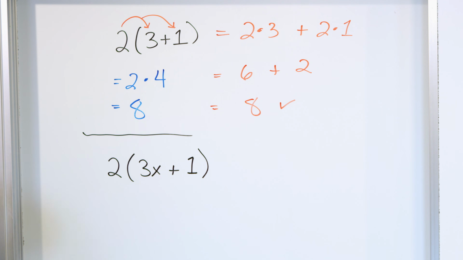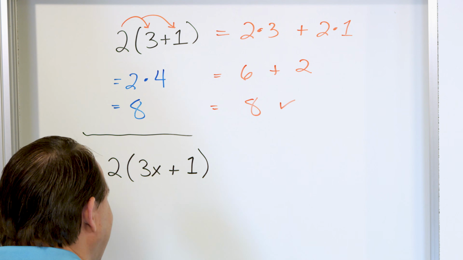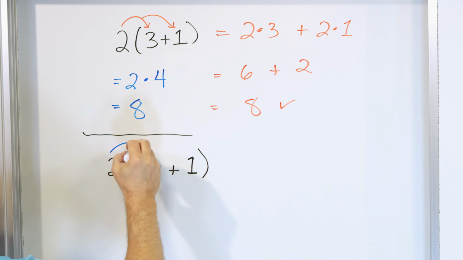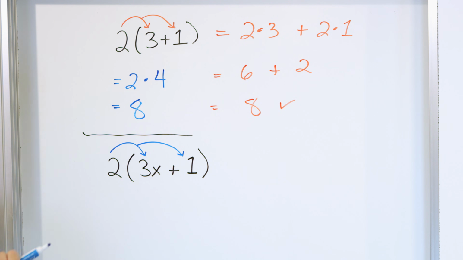So what can we do to simplify this? Well, we recognize that this is multiplication going on, so we can distribute in to the inside terms, just like this, just like we did before.